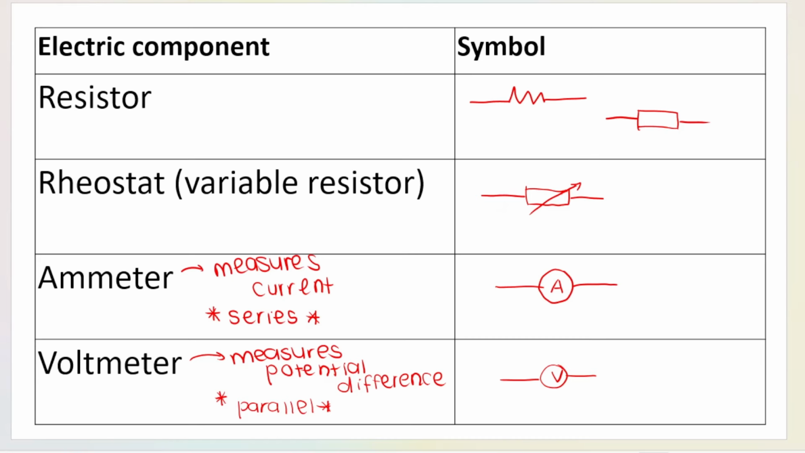Then we've got a normal resistor. You will either see a resistor represented with a squiggly line like that, but more commonly in our curriculum, it looks like this, like a little box. Okay, that's a resistor. A rheostat is a variable resistor. So we can change the resistance of a rheostat. An ammeter measures current, and it's always connected in series. A voltmeter measures potential difference or voltage, and it is always connected in parallel.